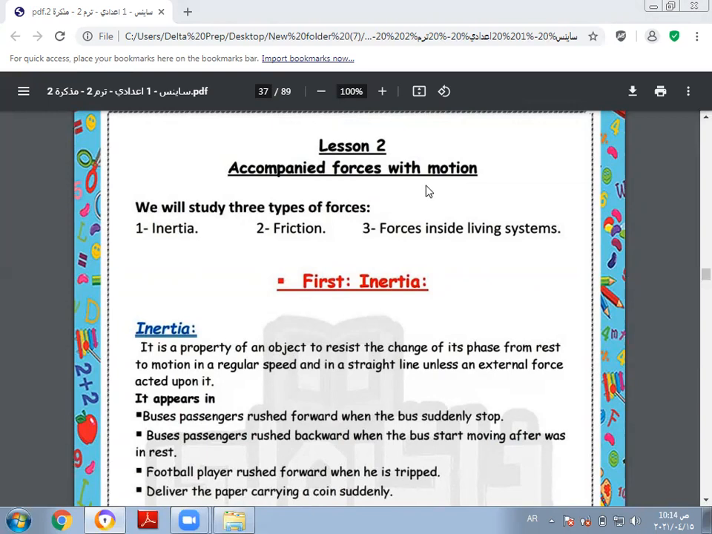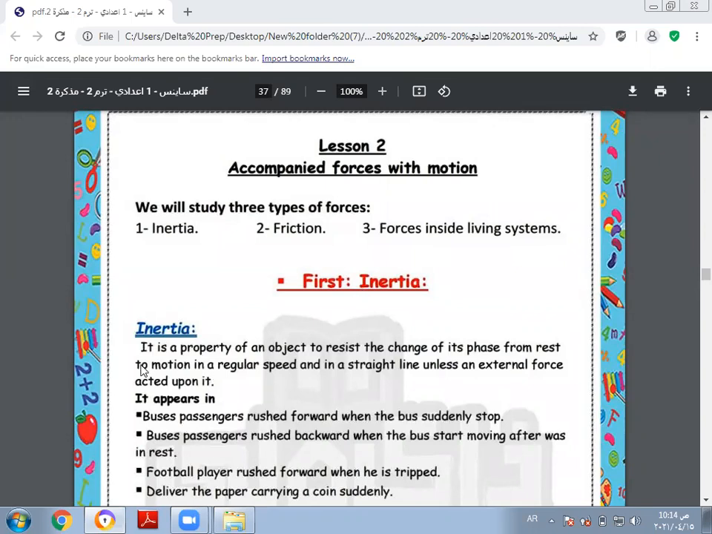There are many accompanied forces with motion. We can classify them into groups. The first group is forces originated due to motion, which has two forces: force of inertia and friction force. And forces cause motion, which are forces inside living systems. Firstly, we have the force of inertia.